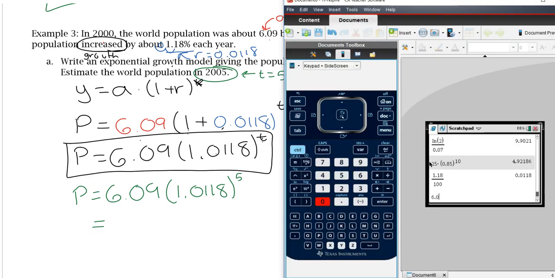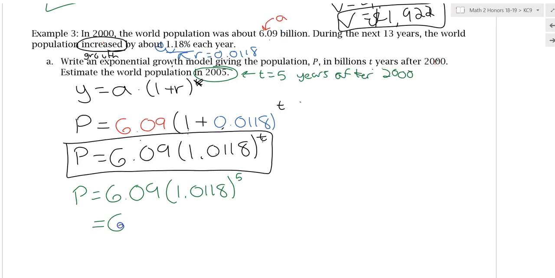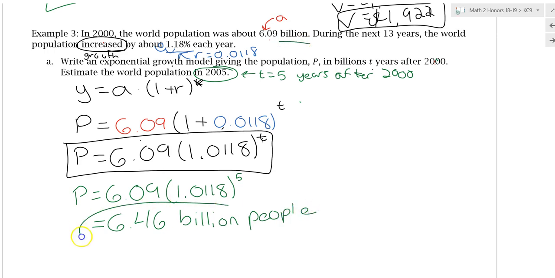We have 6.09 times 1.0118 to the 5th. We get 6.46 billion people. Make sure we have units, and we're looking at what our units are in.